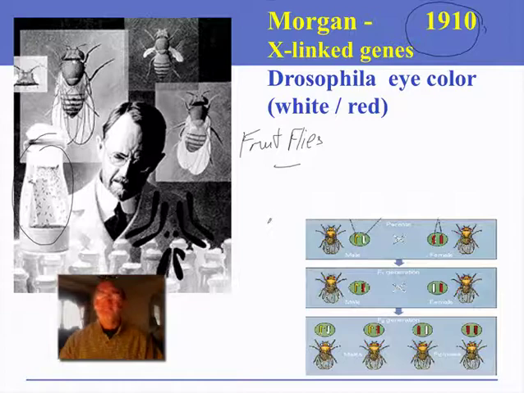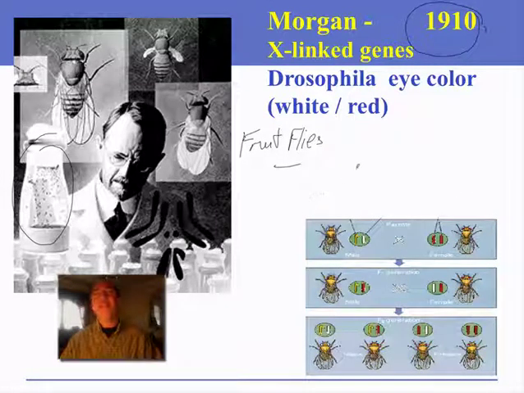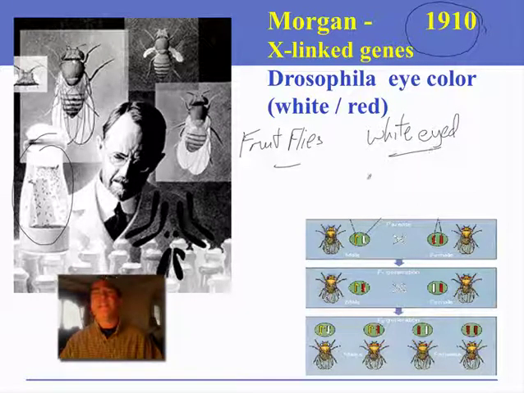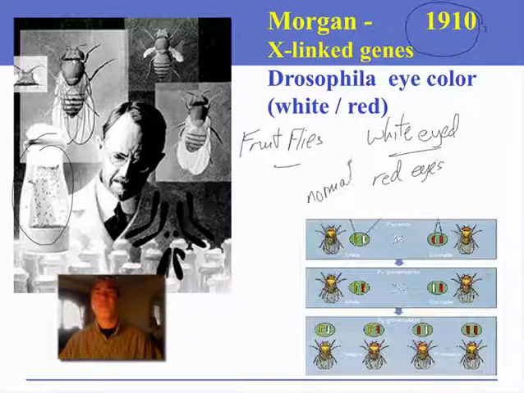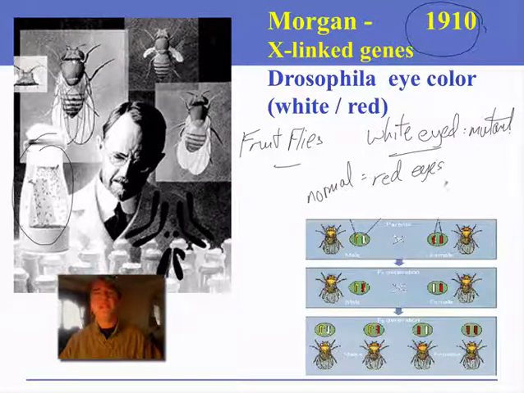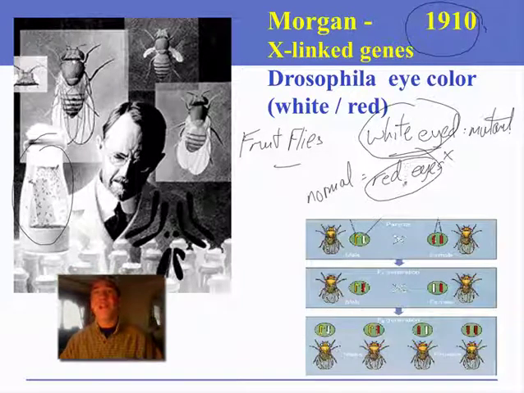The story goes that one day they saw a white-eyed fly flying around in one of the tubes. And this is unusual because normally flies have red eyes. So normally it's red eyes, and the white-eyed must be some kind of mutant. Well, of course, being a geneticist, what you do is you take the white-eyed fly and you cross it with a red-eyed fly, just to see what happens. And so that's what they did.